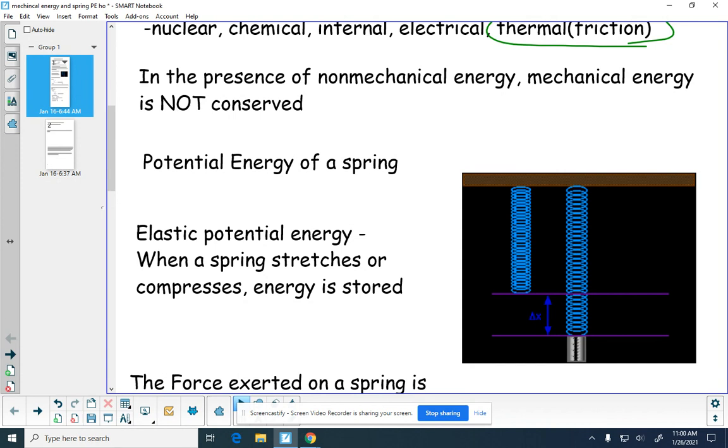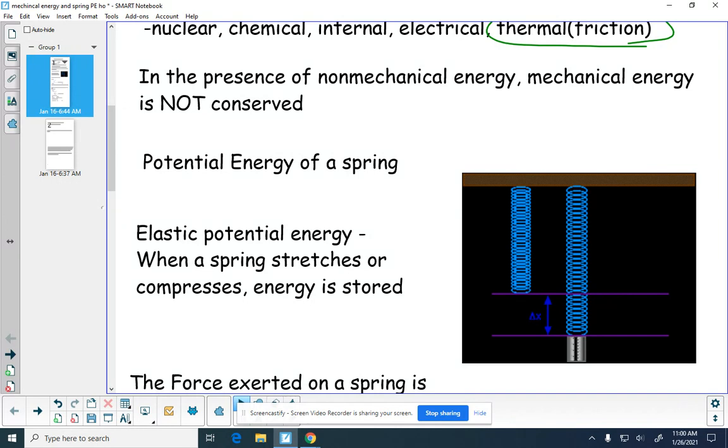When I take a rubber band and stretch it out and allow it to relax again, mechanical energy, or the potential energy, is typically going to be conserved. It's just going to bounce back and forth.